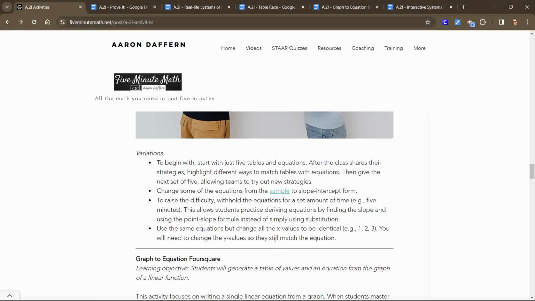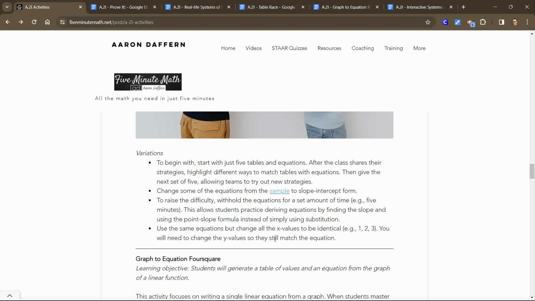Now, to raise the difficulty, withhold the equations for about maybe 5 minutes or so. Let them first start with just the 10 table of values. So they have to use the formula for slope and point slope in order to find a few equations. Then give them the equations afterwards and they can either match them up, or if they're still stuck on a few, they can start using substitution.